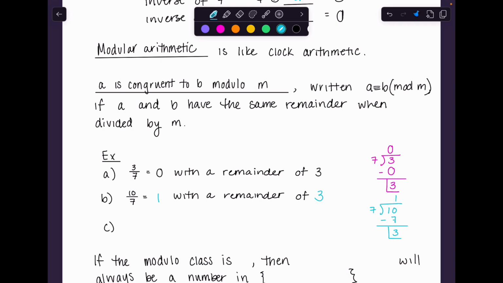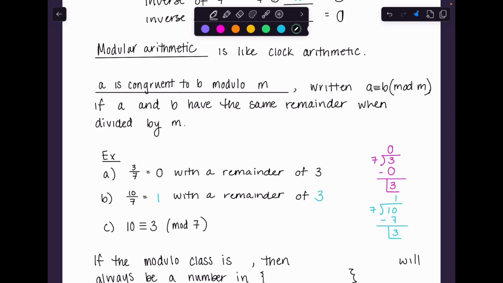So these both have the same remainder when we divide by 7. So what that tells us is the numbers 10 and 3 are equivalent to each other under the modulo class of 7. So 10 is triple equal to 3 mod 7.